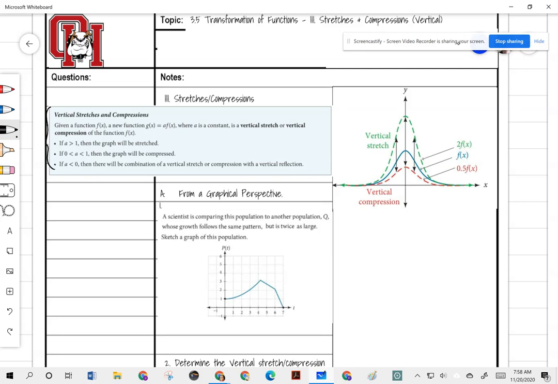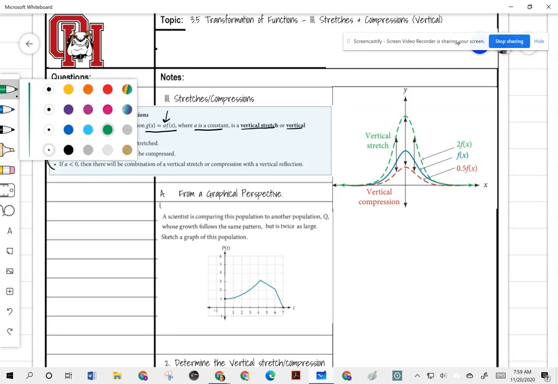So we are starting with the function f of x, and we will end up with a new function, a times f of x, where a is a constant. Remember, that's just a number, and that constant is going to represent a vertical stretch or a vertical compression for that function. So here's when you know if you have a stretch or a compression. If the a value, I'm going to color code this to match the graph over here to the right.